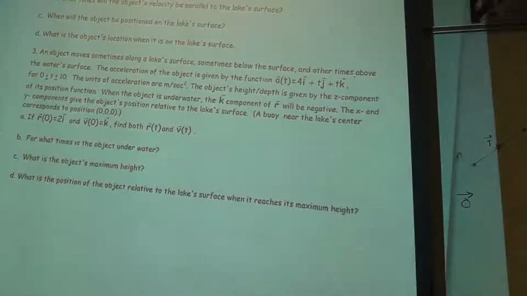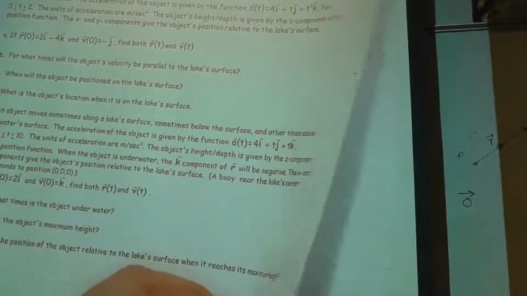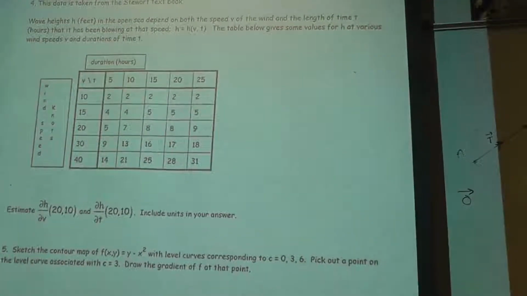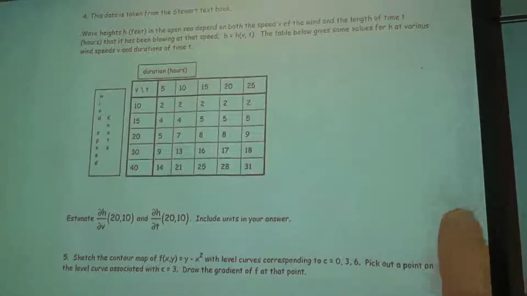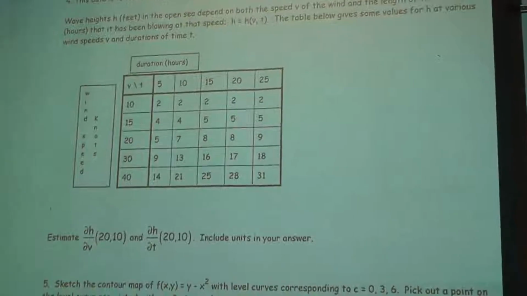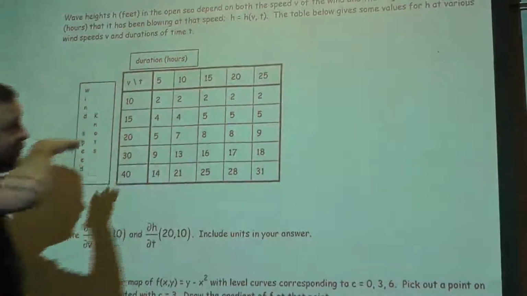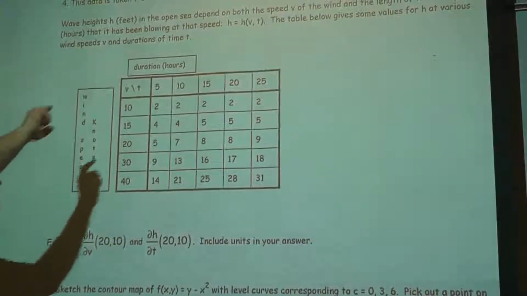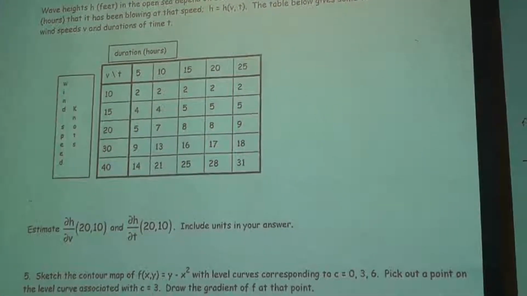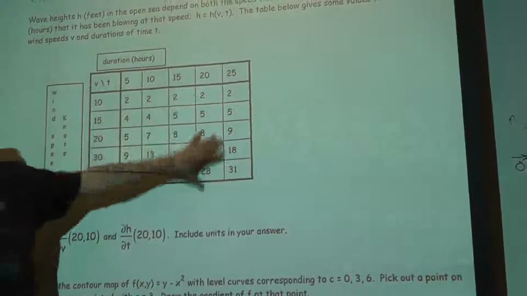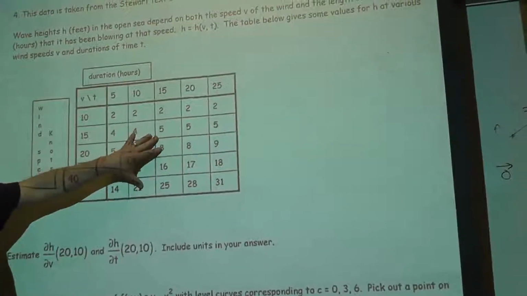Let's see. On this last page, next to last page. Yeah, right here. You're given some data that represents wave height on the open sea as a function of the speed of the wind moving close to the surface, and the length of time in hours that the wind has been blowing at that location. Okay, so these values represent the height of the waves in feet.